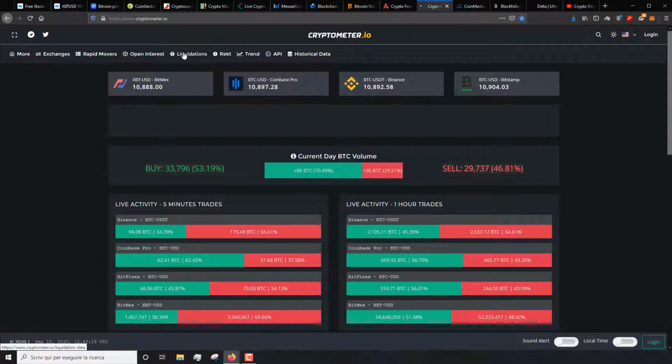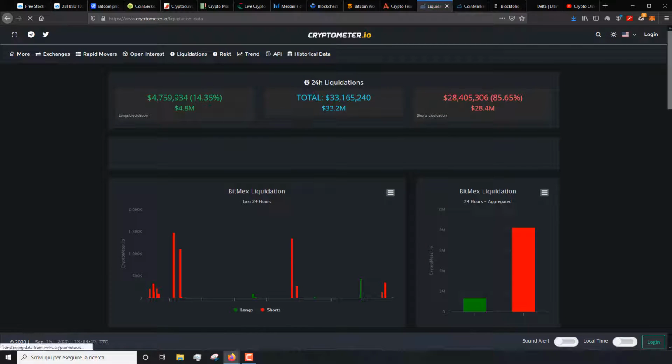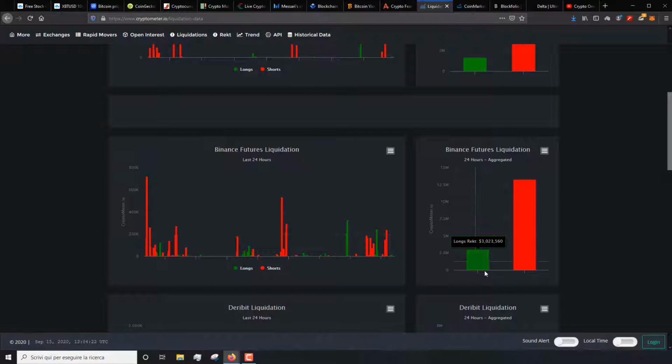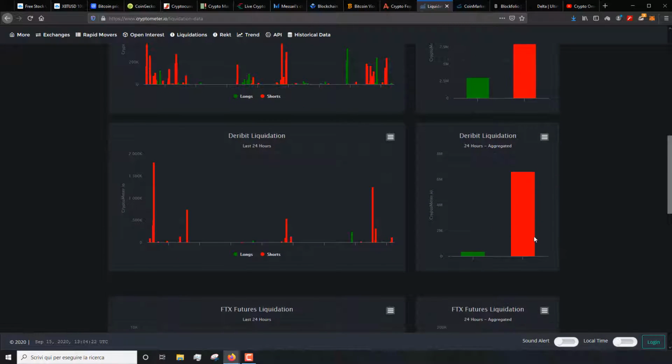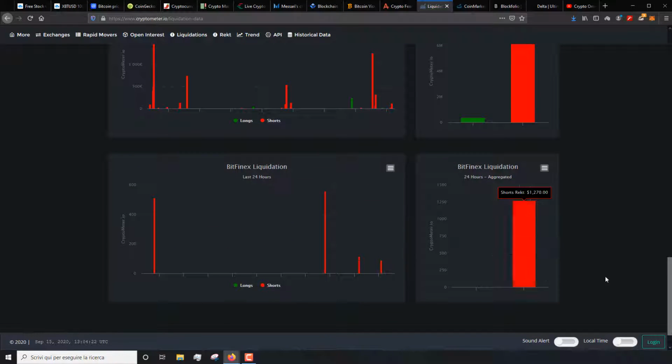And the thing I also like is to have a look at the liquidations. Here you can see the 24-hour liquidation, the sum of the total liquidation in the last 24 hours, 33 million long and short liquidated, and we had 28.4 million short sellers that got liquidated. And here you can actually see the graph, 8 million on BitMEX. Also you have some longs on Binance, on Deribit, FTX futures, OKEx, and Bitfinex.